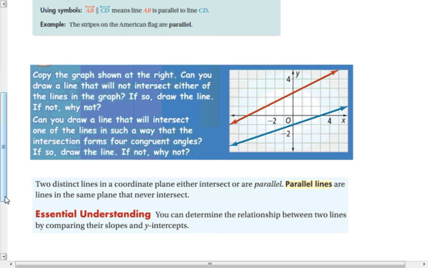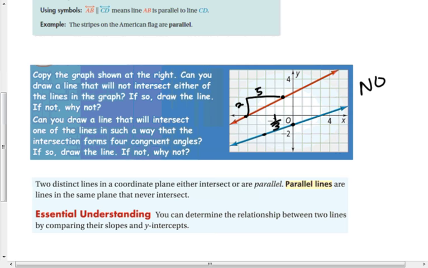Think about this graph here. It says, can you draw a line that will not intersect either of the lines in the graph? If so, draw the line. If not, why not? I hope you're thinking that you cannot, because it's obvious that these two lines have different slopes. The slope of this line is 2/5, and the slope of this line is 1/3. And in order to be parallel, two lines would have to have the same slope.